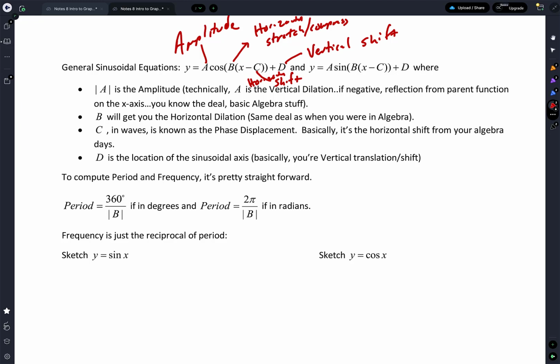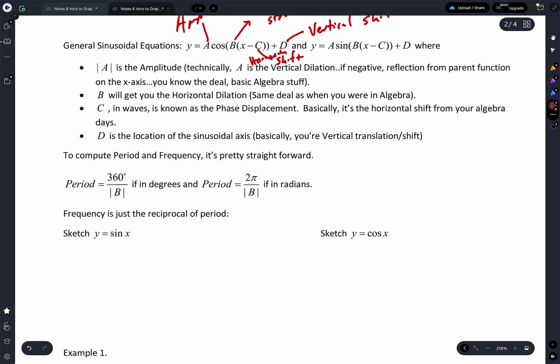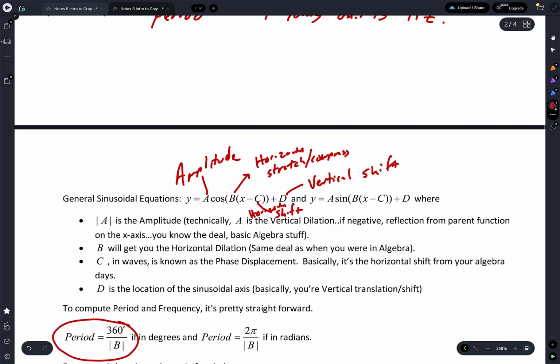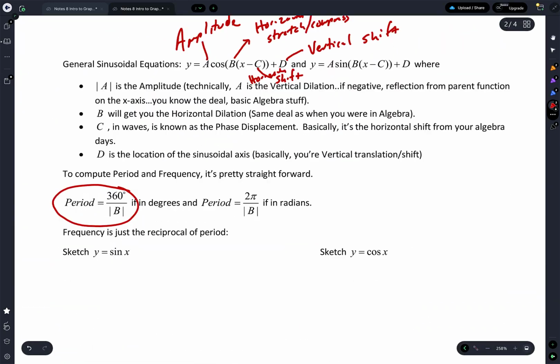Sometimes your horizontal shift is called a phase displacement. It's okay, don't freak out. Cool? And then the midline or the D, the vertical shift, sometimes that's called your sinusoidal axis or your midline. So yeah, don't freak out. We already talked about period. Well, we kind of did.